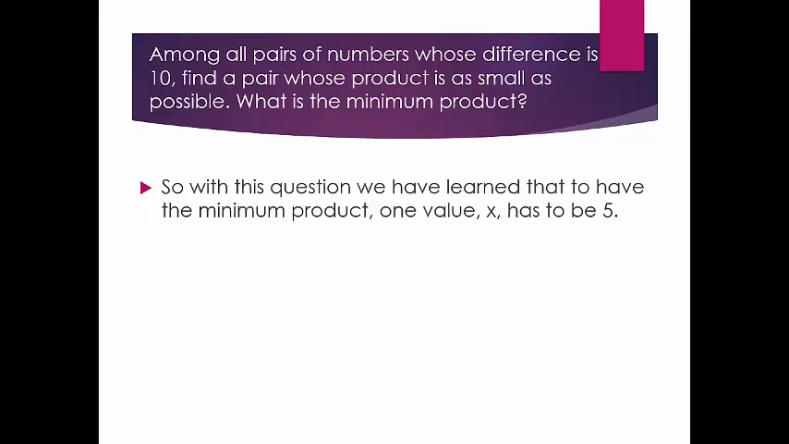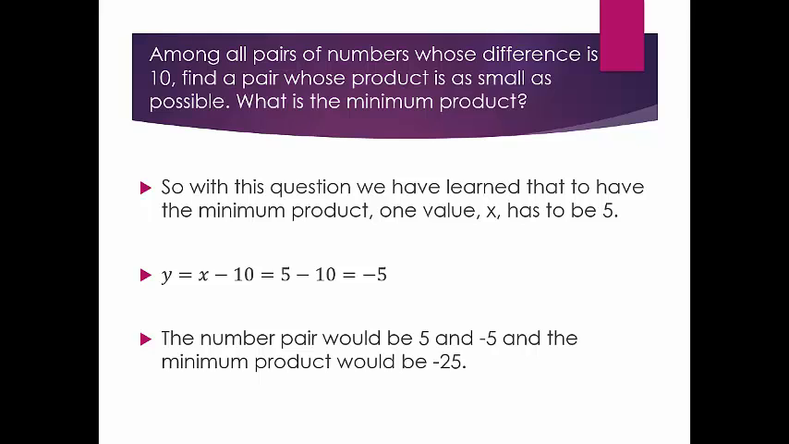So with this question, we have learned that to have the minimum product, one value, x, has to be 5. Y equals x minus 10, which equals 5 minus 10, which equals negative 5. The number pair would be 5 and negative 5, and the minimum product would be negative 25.